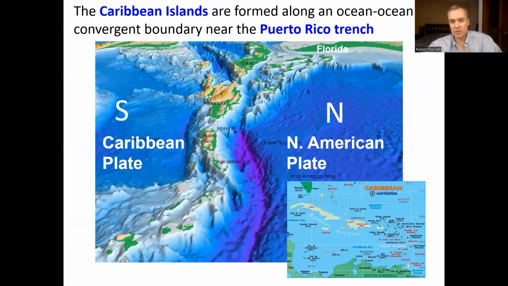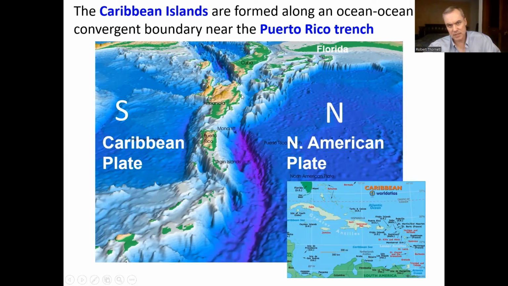Another place we can see an ocean-ocean boundary is along the Caribbean islands here. See this huge trench that runs along here? See the Puerto Rico Trench? And this map is skewed. It's actually turned 90 degrees to the right. So north is on the right and south is on the left. And the reason they do that is so they can fit the islands better into the frame.